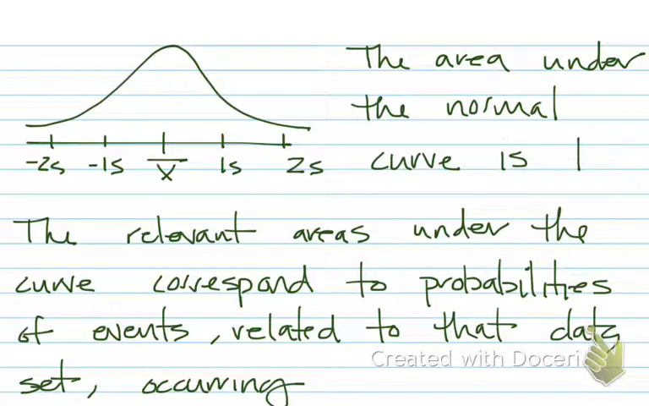The first thing that we need to understand in order to do that is that the area up under the curve is 1, and that area corresponds to the probability of 100% of something occurring.